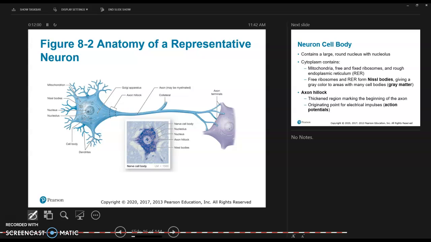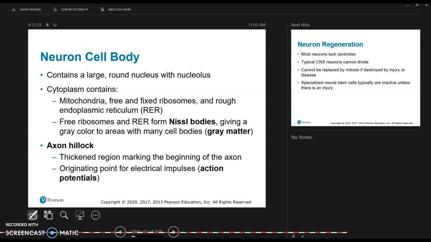The dendrites are the extensions from the cell body that receive signals. The axon hillock is where the axon begins. The axon is actually the nerve fiber where nerve impulses are transmitted. It's kind of like an electrical wire. And the axon terminals are the ends of the axon that connect to, in this case, another neuron. It's the cell body of another neuron, but it can be a muscle like we saw in chapter 7.